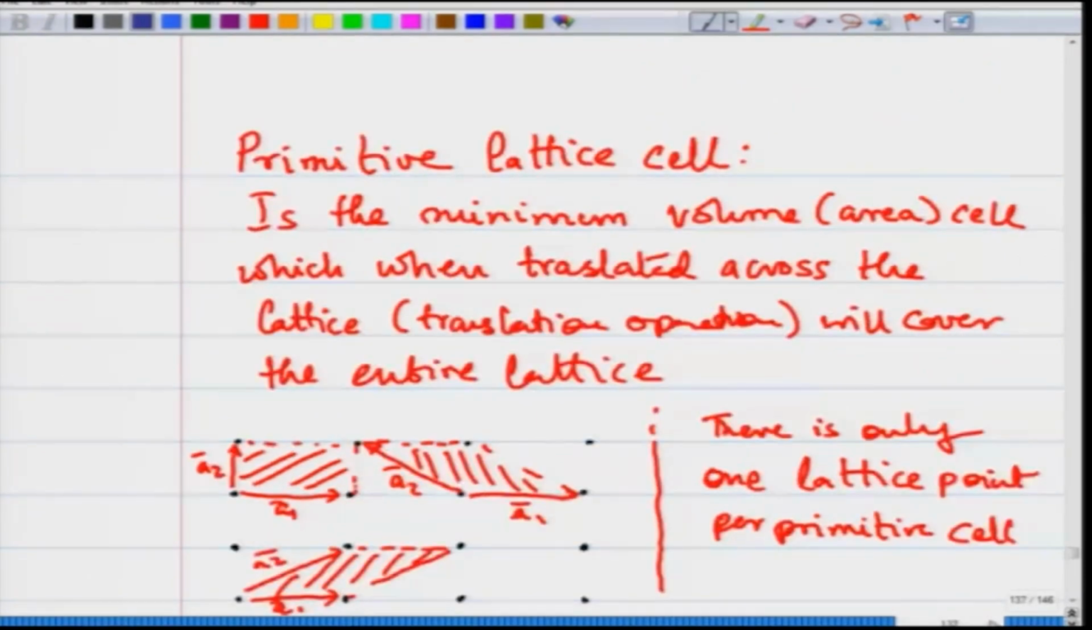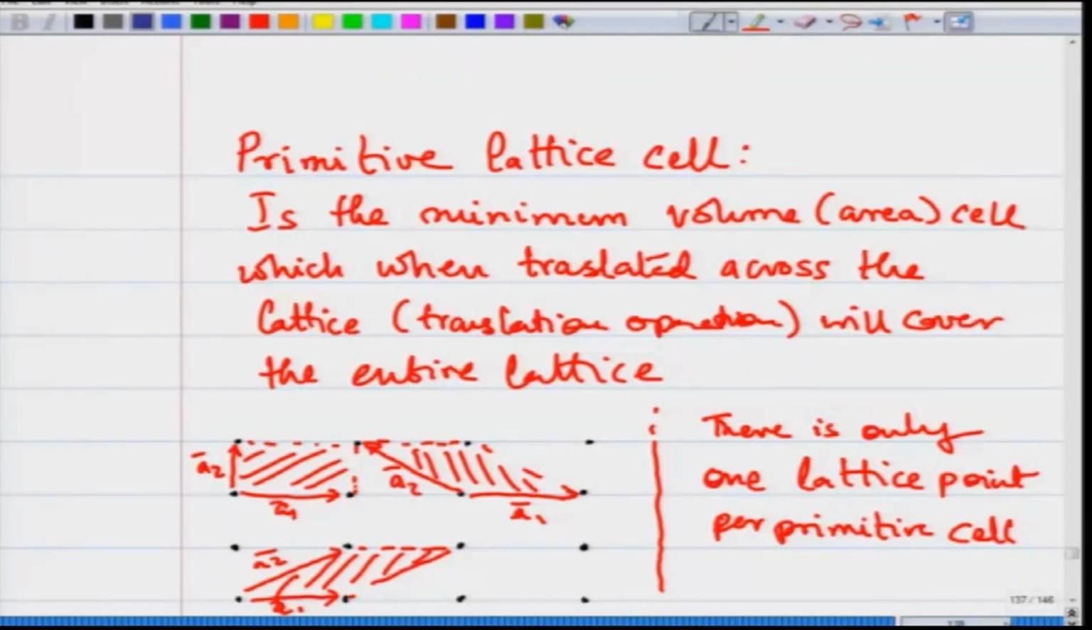And then we had seen the concept of a primitive lattice, which is the minimum volume or cell which, when translated across the lattice with the translation vectors, covers the entire lattice without leaving any gaps in the lattice. And in the primitive cell or the primitive lattice, the vectors which form this are called the primitive lattice vectors. And one very important point of the primitive lattice cell is that you can have only one lattice point per cell.